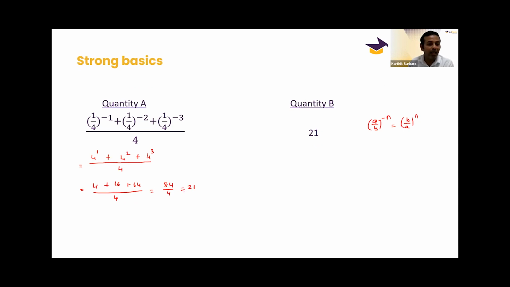So quantity A is 21 and quantity B is 21. So both the quantities are equal. So we can say quantity A is equal to quantity B. So for this, the answer would be option C. Okay. As I mentioned again, these are the easy questions. For easy questions, you need to know basics. For easy questions, they mainly test on basics, not on the core concept.